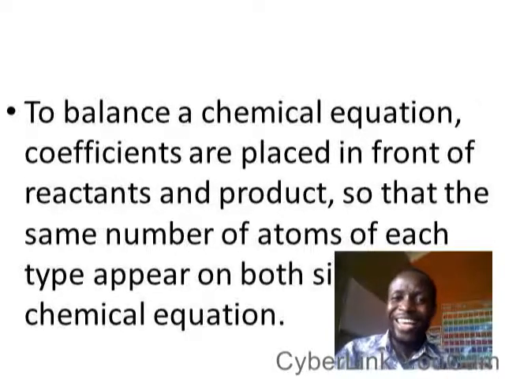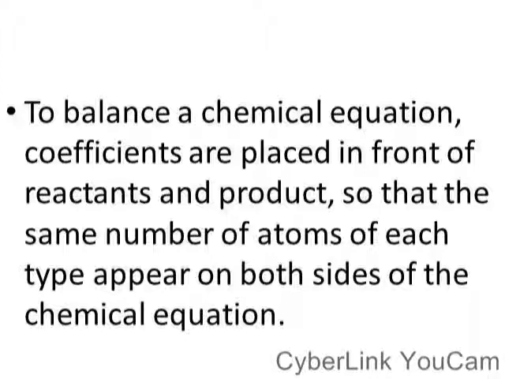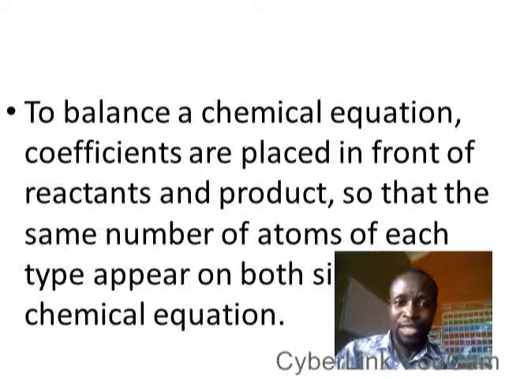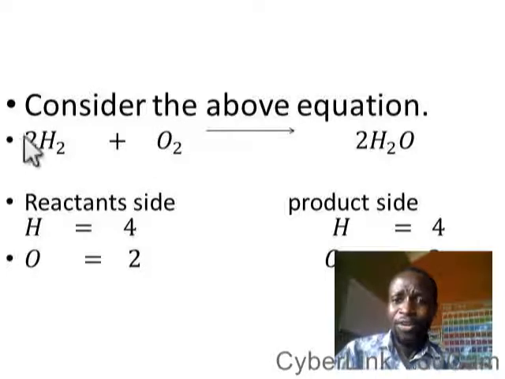To balance a chemical equation, the coefficients are placed in front of the reactant and product, so that the same number of atoms of each type appear on both sides of the equation. Now look at what I was talking about. Consider the equation. You see now 2 has been placed as the coefficient of H2. The coefficient of O2 still remains 1. The coefficient of H2O is now 2.